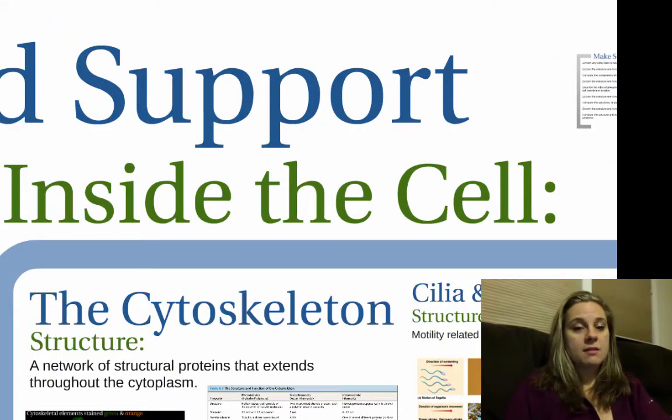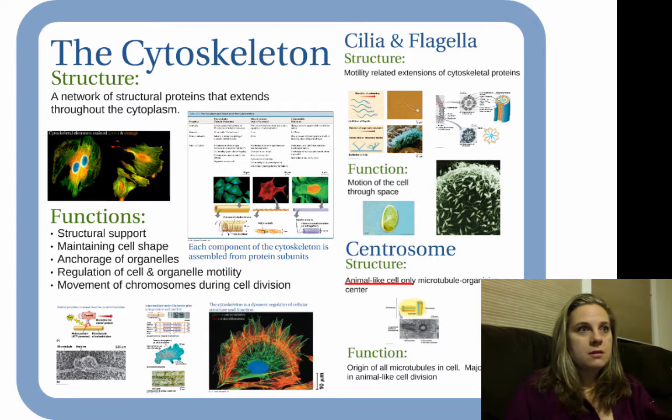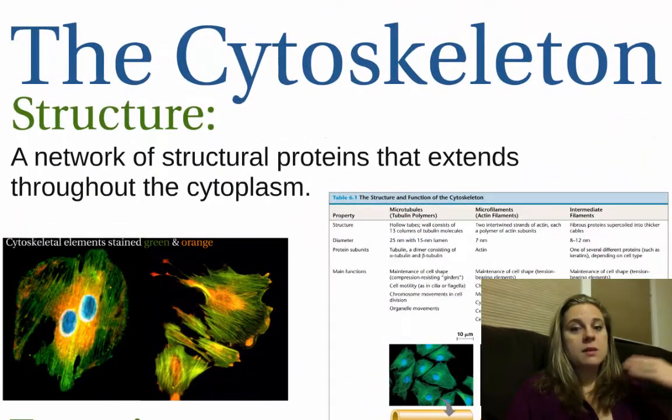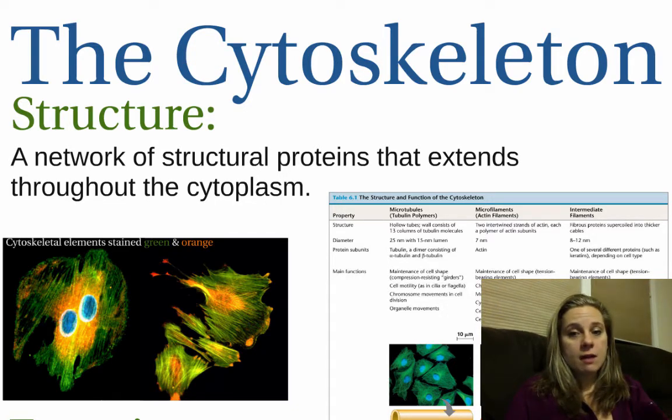So let's go inside the cell. First we're going to start with the cytoskeleton. The cytoskeleton is the internal structural matrix, the scaffolding that holds the cell together and gives it three-dimensional shape. This is structural proteins. They extend throughout the cytoplasm. It's a really, really important piece. When they're stained green and orange, you can see how they run throughout the cell in a fairly organized manner.